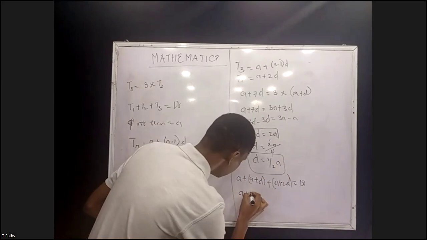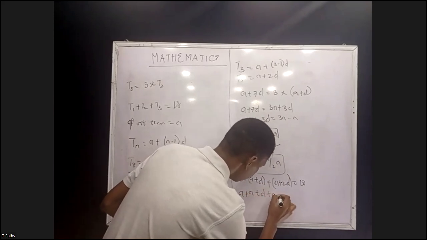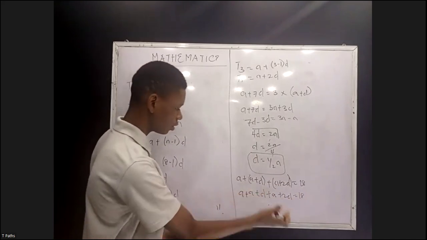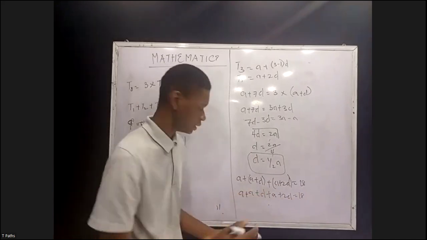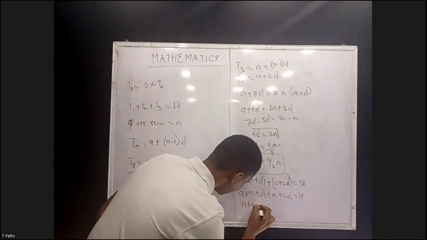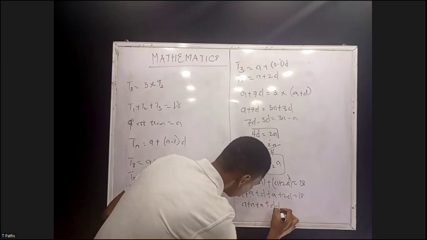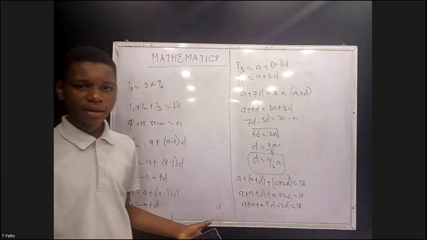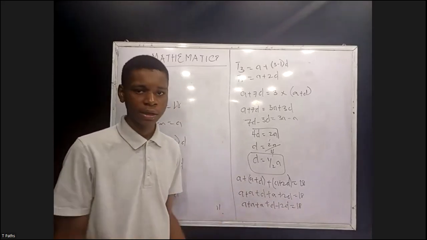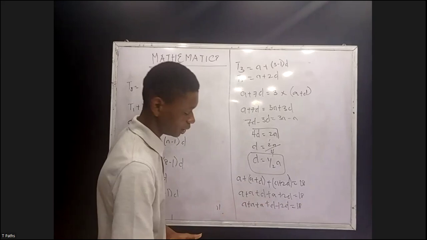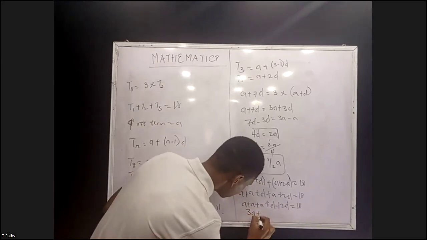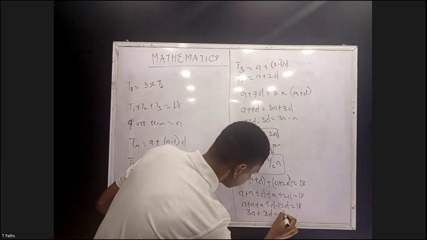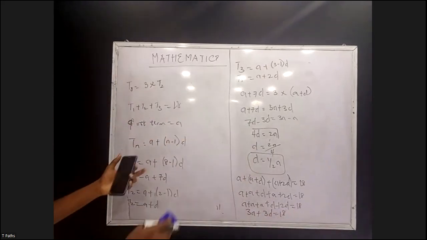So I have A plus A plus D plus A plus 2D equals 18. Here I would like to collect like terms, bringing all the A's together and the D's. So I have A plus A plus A plus D plus 2D equal to 18. I have three A's, so A plus A plus A is 3A, plus D plus 2D, that's 3D, is equal to 18. So permit me to continue from here.